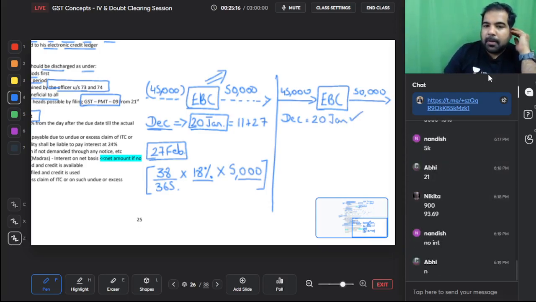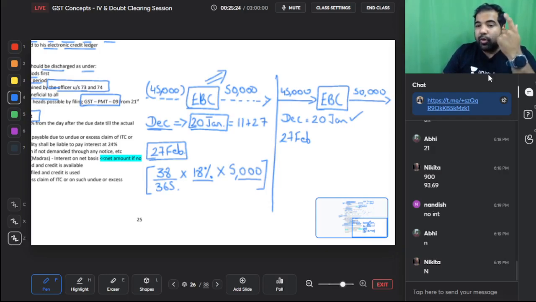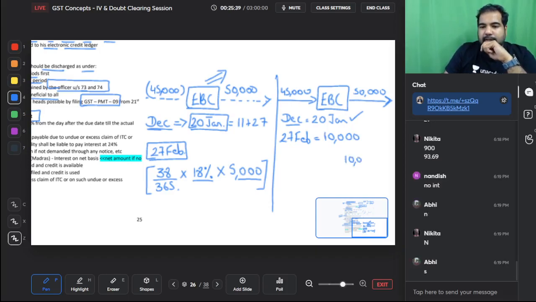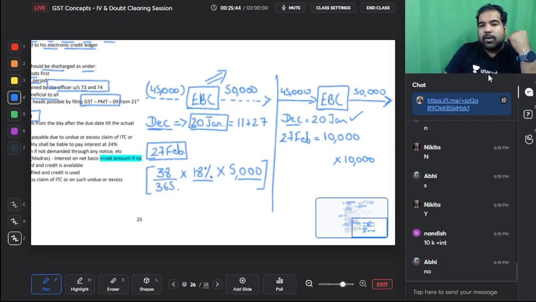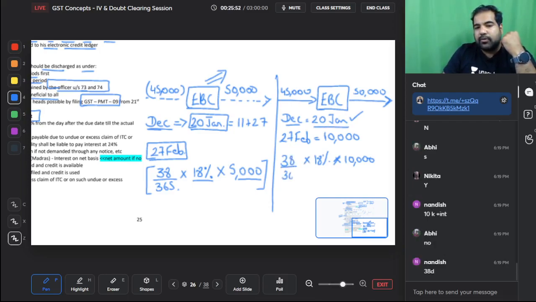No. But guys, what if today, 27th Feb, let's say they forgot to put one supply in the month of December. They forgot one supply, which means they forgot liability, and let's say they now have to pay 10,000 rupees. Will there be interest on this 10,000? Yes. But can you take any credit? No, because the credit has already been used. Into 18% into how many days? Again 38 days, from 20th Jan to 27 Feb, 38 divided by 365.